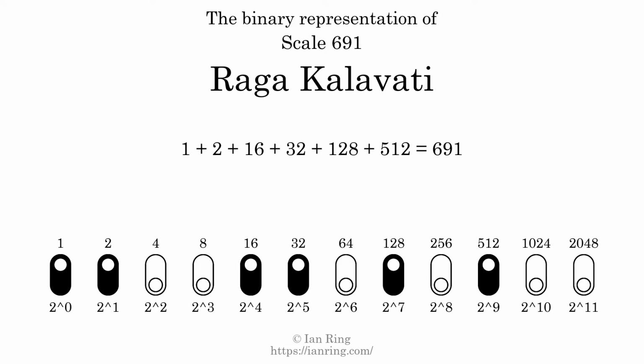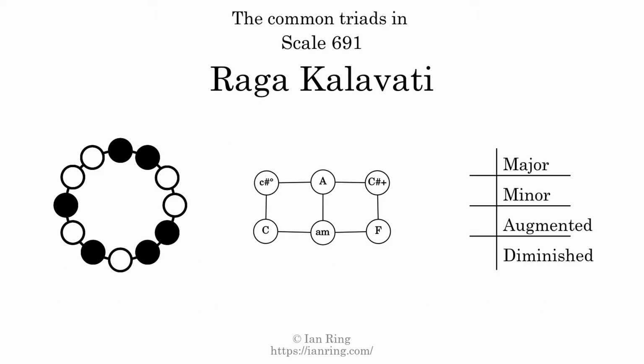The scale number not only enumerates the scale with a unique index, but it also literally describes the tonal content of the scale. Represented as a binary number in base 2, the scale number is 001010110011. Here are the common triads present in this scale.